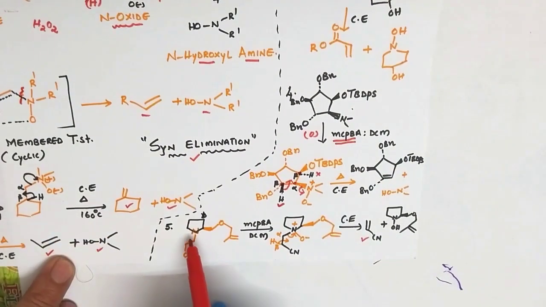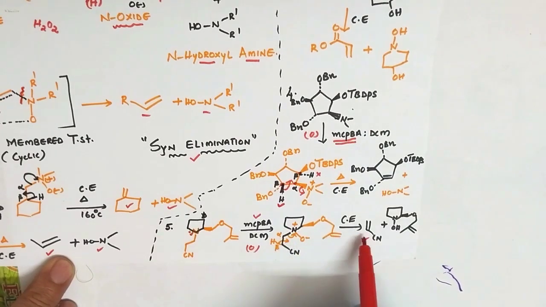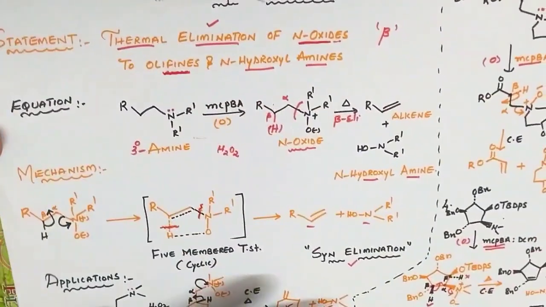The last example, in which this is a tertiary amine. The tertiary amine subjected to oxidation using metachloroperbenzoic acid produces the corresponding N-oxide. The N-oxide has the beta hydrogen, and the pi bond formation takes place like this. So in this way we can do the Cope elimination.